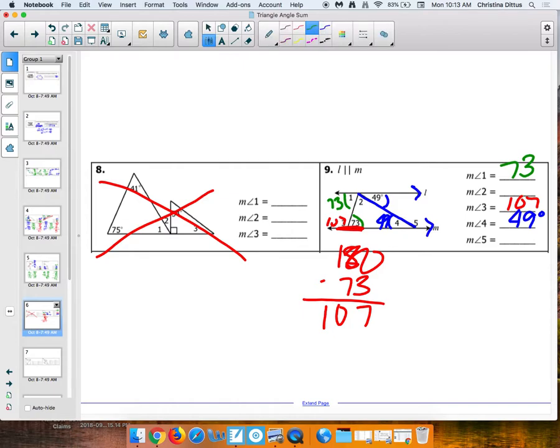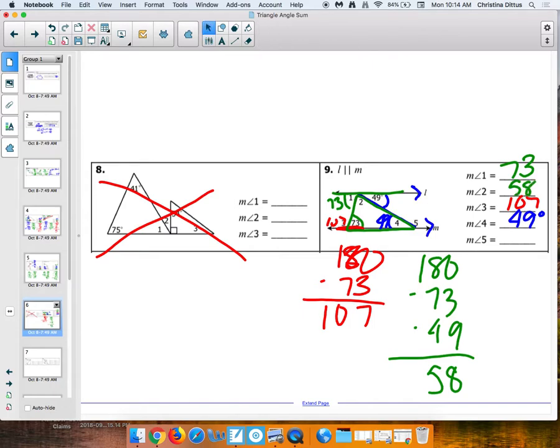What else is easy to find? Angle 2? How can we find 2? Same thing. I take 180 and subtract out 73 and 49. I had a little triangle deal, or you can use a straight line here. Either way, what does angle 2 end up being? 58. You guys agree? Yes, it's correct.